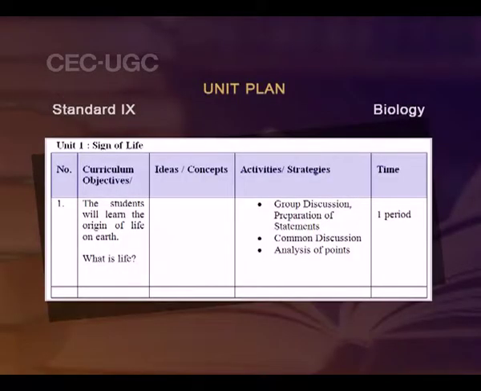You will study later how to prepare an achievement test in its proper format. Take a look at the format of a unit plan. This unit plan has curriculum objectives, the main ideas and concepts connected to the topic, the activities or teacher strategies like group discussions, preparation of statements, etc. that can be used in the classroom to transact the topic and the time allotted for the topic.